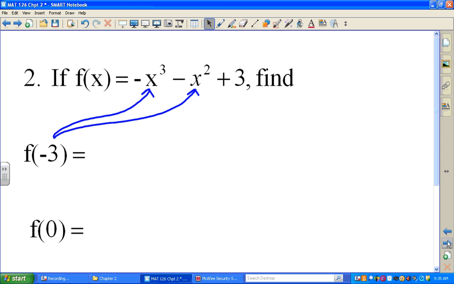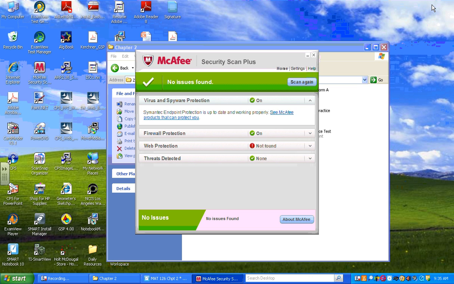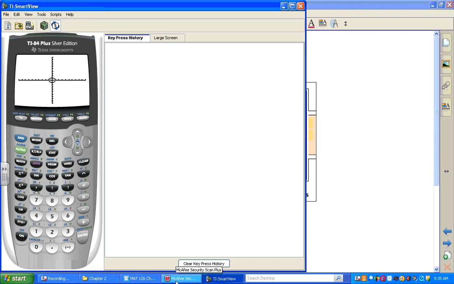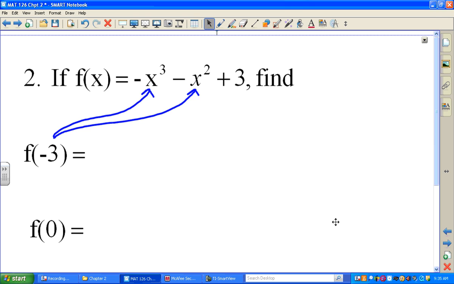So go ahead and get your calculators. There's a couple ways of doing this. Let's see, calculator, there you are. All right, so before we get going, f of x means that this is a function, correct? What's the name of the function? What's the name of the function? It's the first letter.